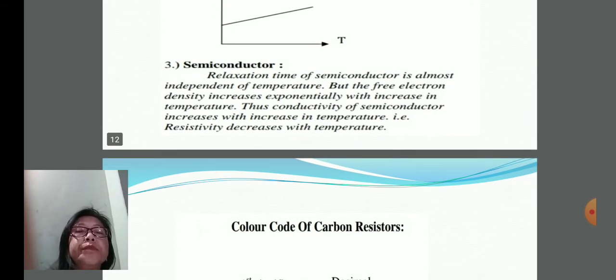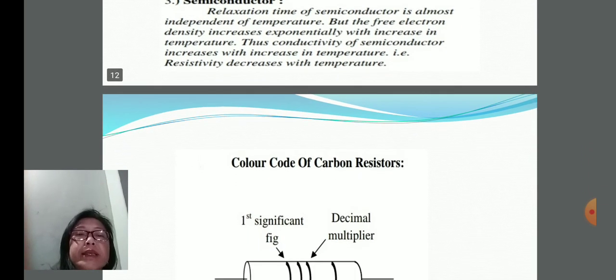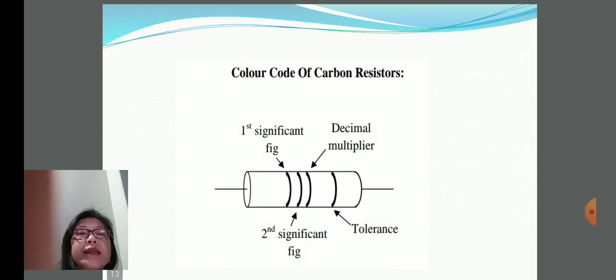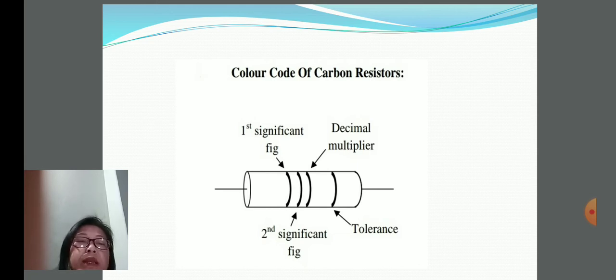Now the next topic which I am going to pick up is resistors, the different types of resistors, and the color code of carbon resistors. Resistors are the material which gives a definite value of resistance. There are two common varieties of commercial resistors. One is known as wire-bound resistors and another is known as carbon resistors. Only carbon resistors are there in your syllabus.